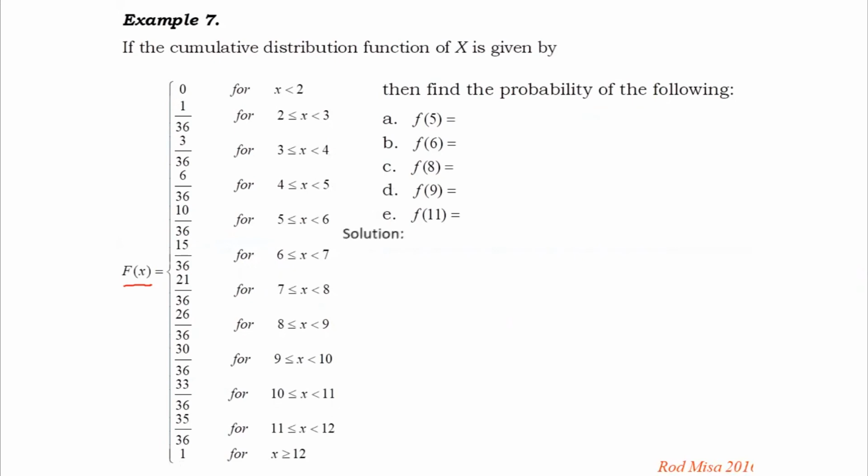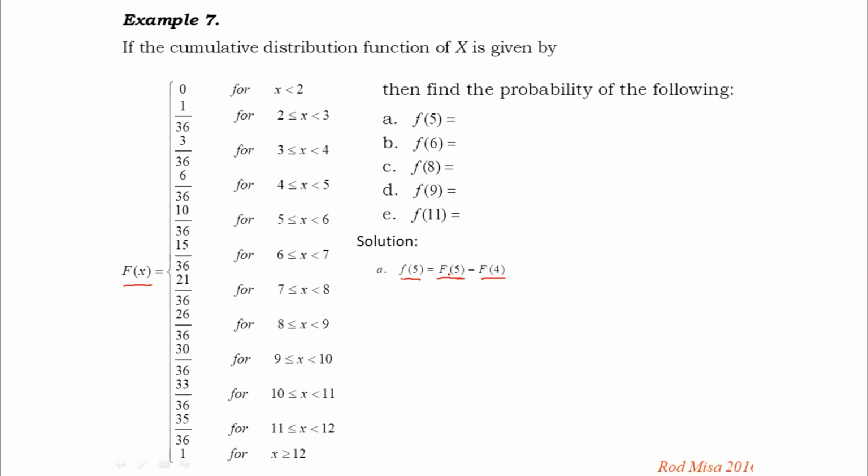And solving for this probability of the random variable which is equal to 5, this is equal to the big F of 5 minus the big F of 4, because you know the big F of 5 is the sum of all probabilities from 5 and below. But this big F of 4 represents the sum of all probabilities of the random variable from 4 and below. So from 5 and below minus from 4 and below, the remaining is the random variable of 5.